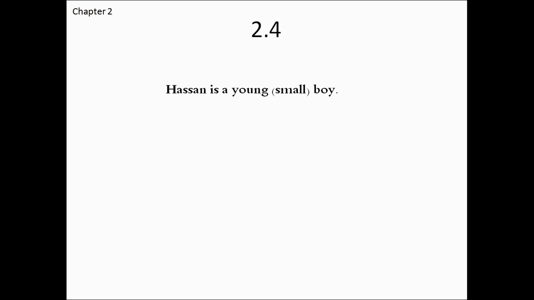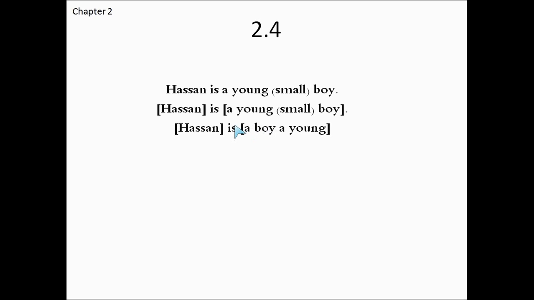Next question, Hassan is a young, i.e. small boy. So the first thing we recognize is the presence of the is, so therefore we take out the subject, the thing before, Hassan, in Arabic al-mubtada, and the predicate, the thing he is, the khabar, a young, small boy. Then we recognize that the small was just a helpful hint by Nahmad and Haywood, so we just eliminated that. And we rearrange this second phrase, which is actually a noun and its adjective. A boy, a young.